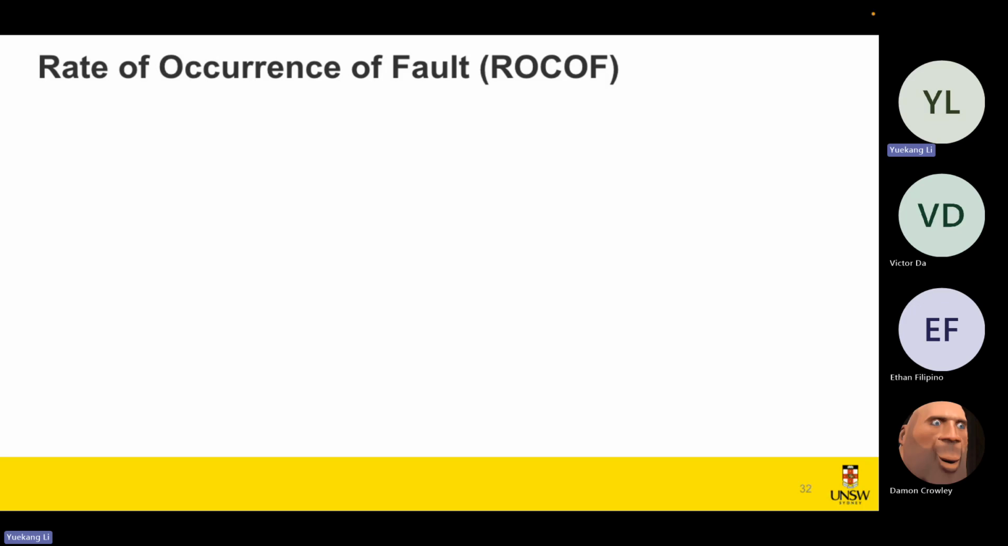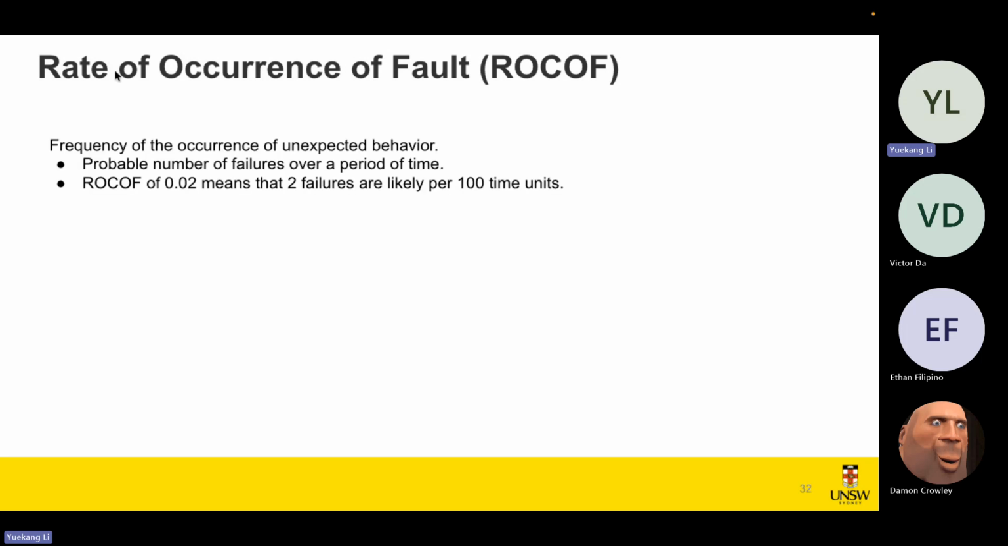And the third measurement we are going to learn is the rate of occurrence of fault. So actually all the measurements are telling us how they are calculated by their name, right? So this one is all about the rate. Just now, when we were talking about the first one, we don't care about the frequency. We only care about the probability. For this one here, we care about the rate.